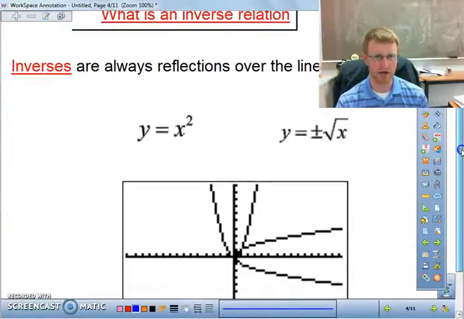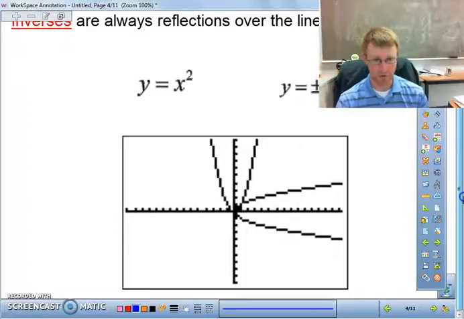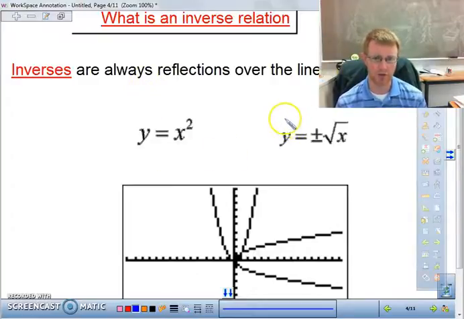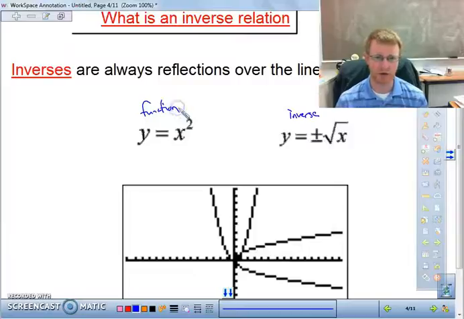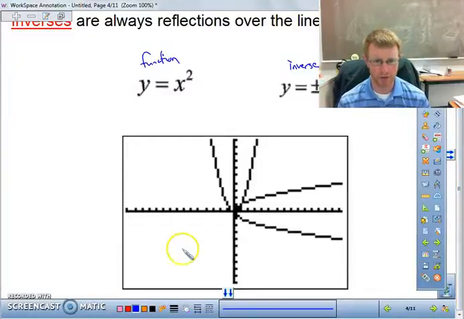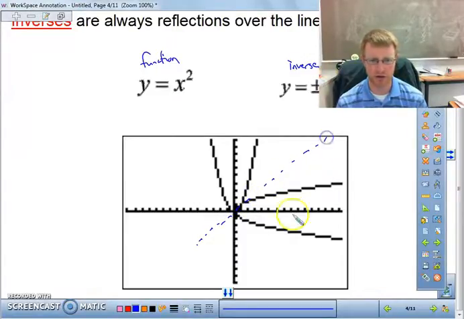Next thing is looking at a graph. So right here we have two functions that are inverses of each other. You're being told that y equals plus or minus the square root of x is the inverse, and then this is the function. And what we find is when you look at it graphically, inverses are always reflections over the line y equals x. So if we do a dotted line here, y equals x is the straight line that goes through the origin, kind of like that.